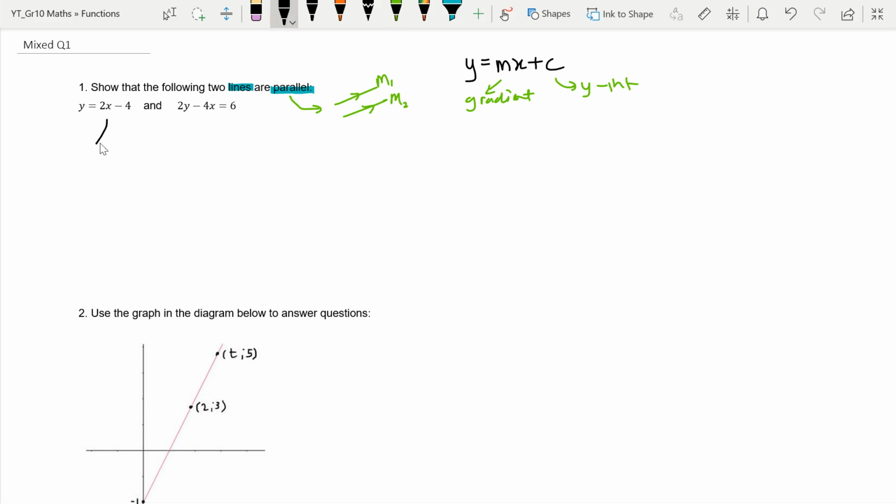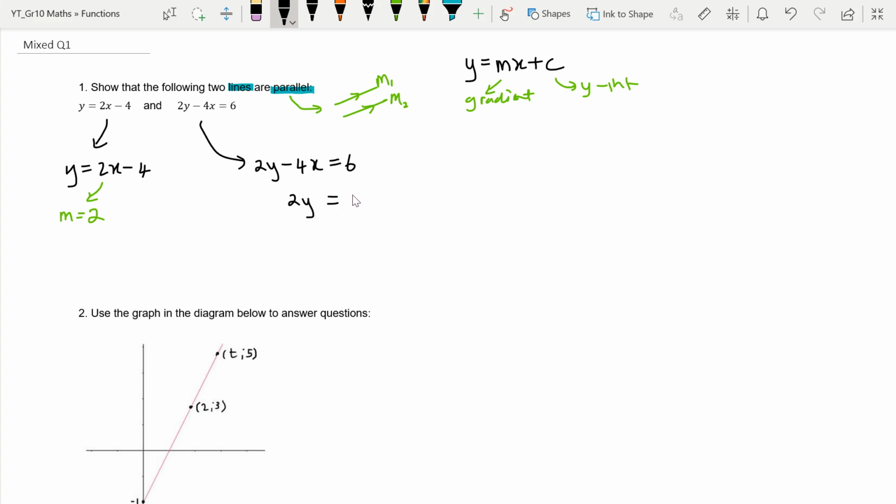So if we look at that first straight line, it is in standard form. When it is in standard form, we know that that will be the gradient. So the gradient for this line is equal to 2. If we look at the second line that we were given, that one is not in standard form. So if it's not in standard form, then we can't read off the gradient just yet. We have to do some manipulation of that equation to put it in standard form.